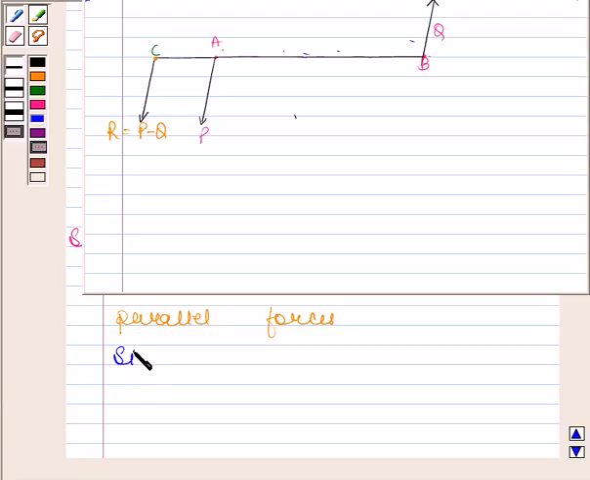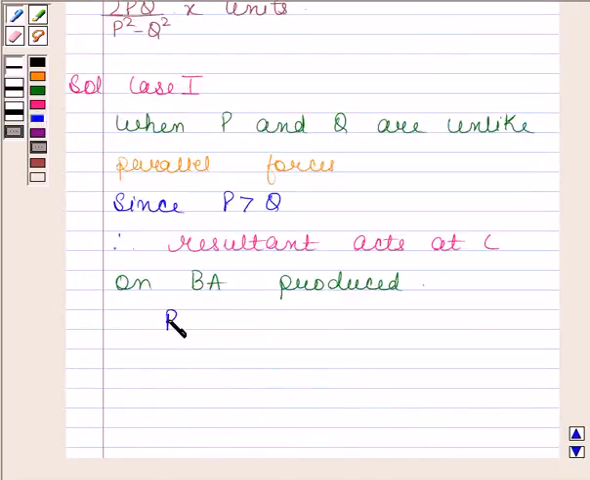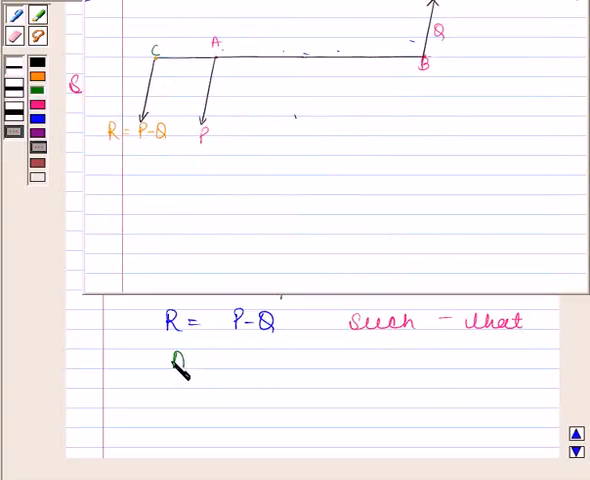Since P is greater than Q, therefore, resultant acts at C on BA produced. And resultant, let us denote it by R, is equal to P minus Q. AC is equal to AB by P minus Q into Q, and we know that these two forces are at a distance of x units from each other.